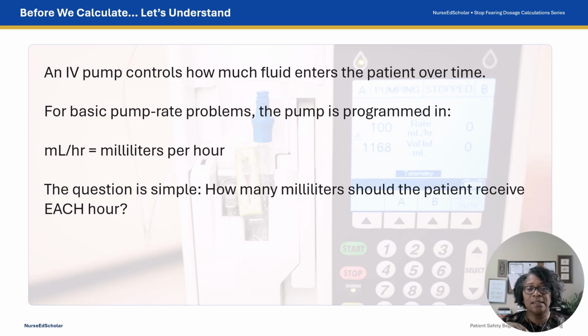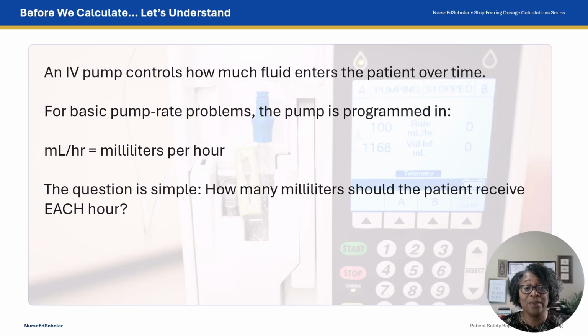What does milliliters per hour actually mean? You're going to see it as mL, then a little slash, and then HR. Milliliters is the amount of fluid, and HR means hour. So milliliters an hour just means how many milliliters the patient should receive every hour.